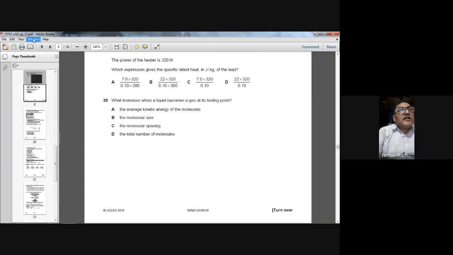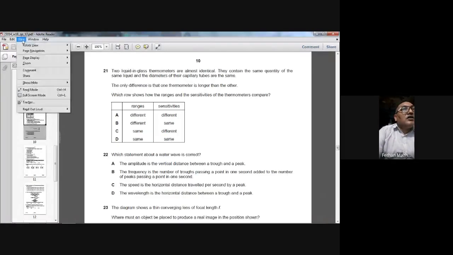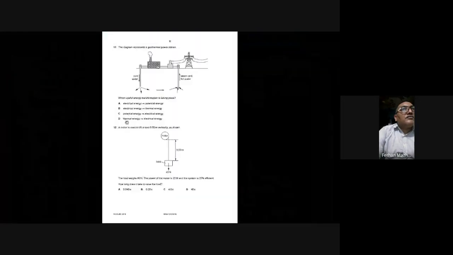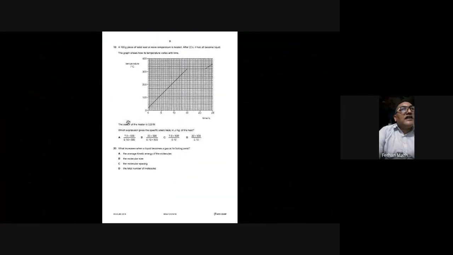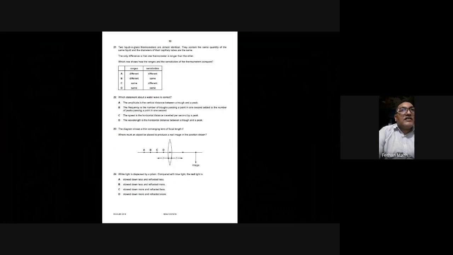So on your screen right now, we have question number 20. What increases when a liquid becomes a gas at its boiling point? At its boiling point, when a liquid is converted into gas, the intermolecular spacing increases. Question number 20, C is the option, the molecular spacing. So let me change this view. Question number 20 is done. Question number 21.